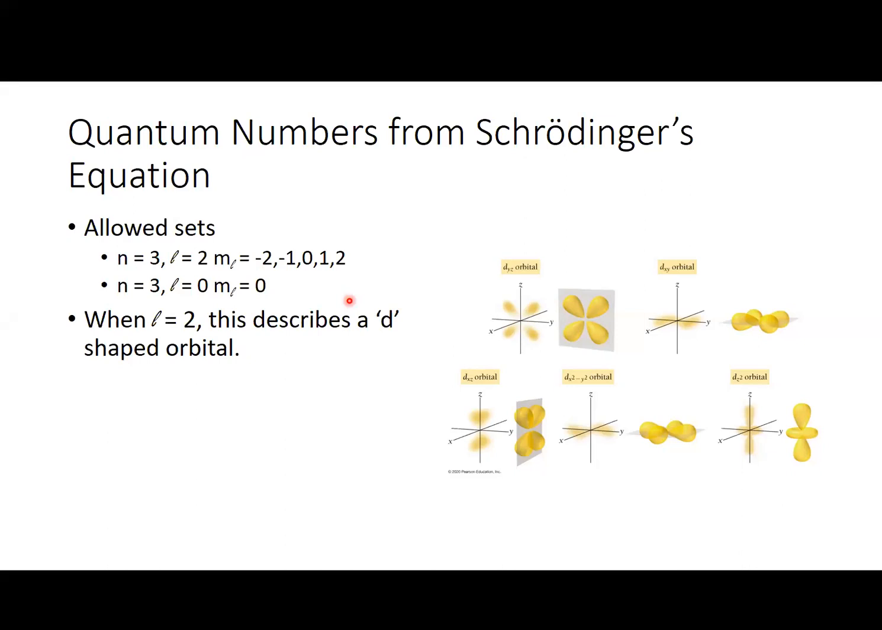So when L is equal to 2, this describes what's known as a D-shaped orbital. And there are 5 different ways that we can have this. 1, 2, 3, 4, 5. So there are 5 D-shaped orbitals. Each can hold 2 electrons.